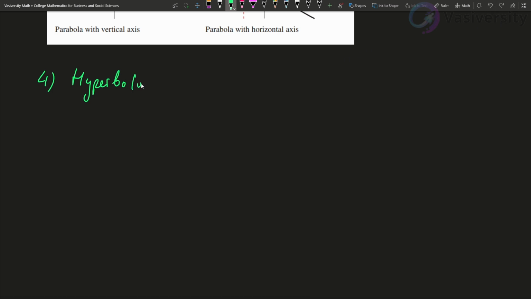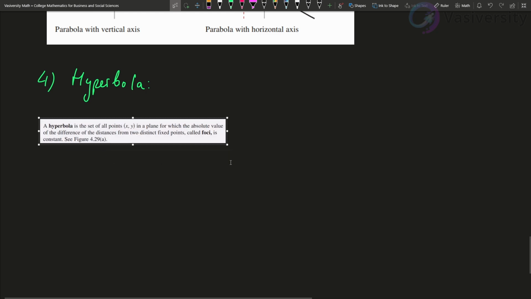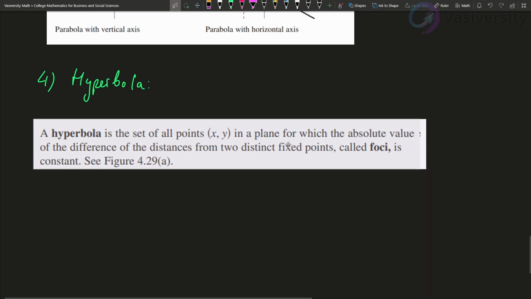Okay, so hyperbola, let's go ahead and give a definition of a hyperbola. And of course, we'll take a look at a figure for the hyperbola. So a hyperbola is a set of points x and y in a plane for which the absolute value of the difference of the distances from two distinct fixed points, called foci, is a constant. Okay, and well, that doesn't tell us too much, but let's take a look at a picture first. That's going to be much easier for us to visualize.